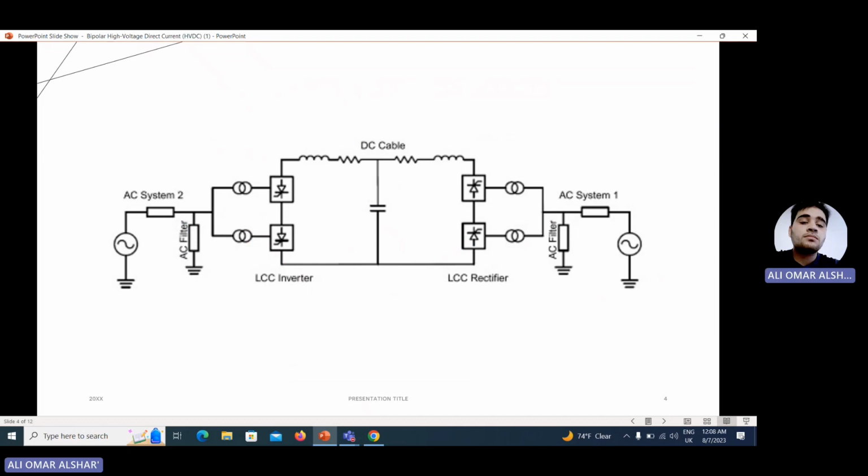Also here we can see a specific diagram about that. We have the main components of the AC system one, AC filters, and then the LCC inverter, which is line commutated converters. We can call them by the abbreviation LCC. Then we have DC cables, then the LCC rectifiers, and on the right side we have the AC filters and AC system one. These are the main components of the high voltage DC transmission lines.